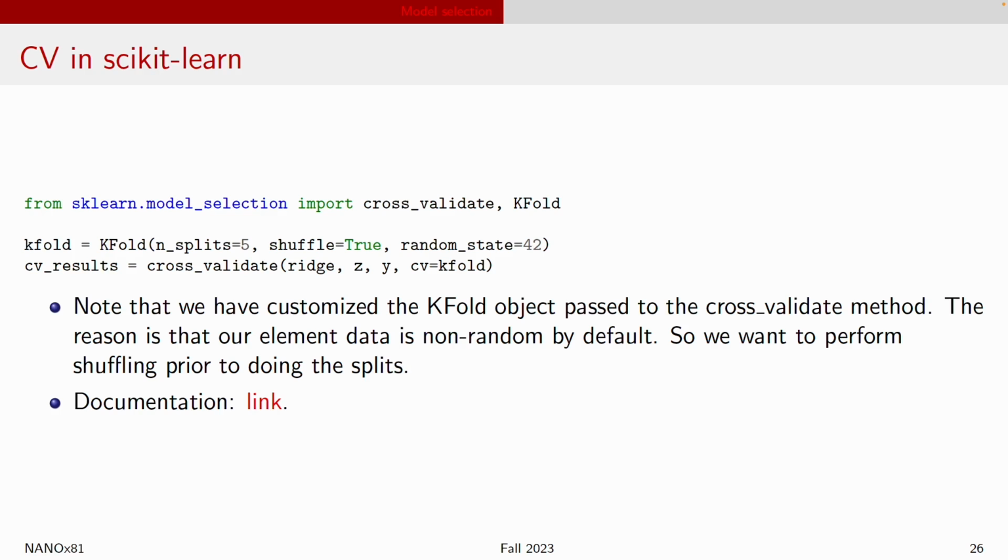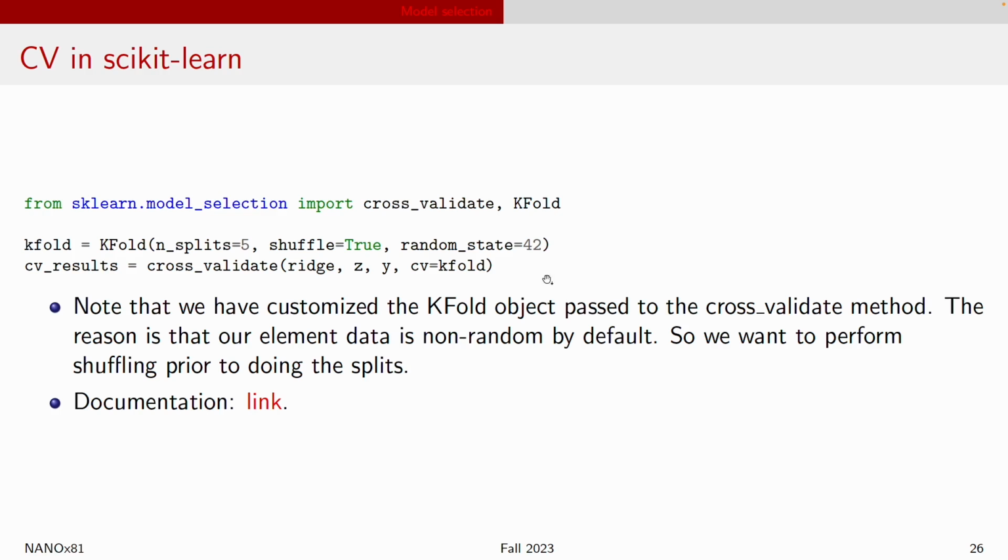Now, the cross-validate method just basically runs a cross-validation on, say, the model. Here I'm using a ridge regression, which we are going to come to later. The input features, here is Z, and the target Y, and you give it the cross-validator, which is our k-fold, and then it automatically gives you your cross-validation score, okay?